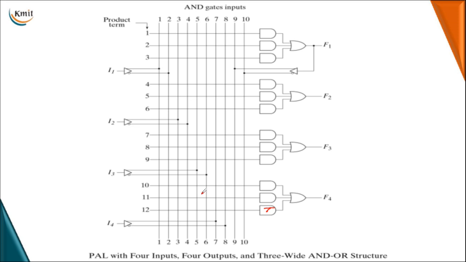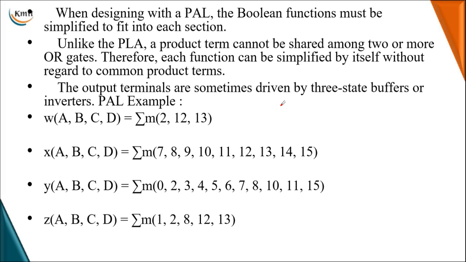So we can implement Boolean functions using the programmable inputs of your AND gates. Only AND terms are programmable, whereas your OR gates are fixed. Hence here we have connected multiple inputs on each OR gate, where it has 3 AND terms. Now let me do one example to implement a PAL.